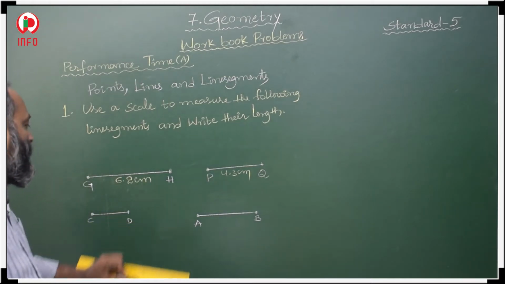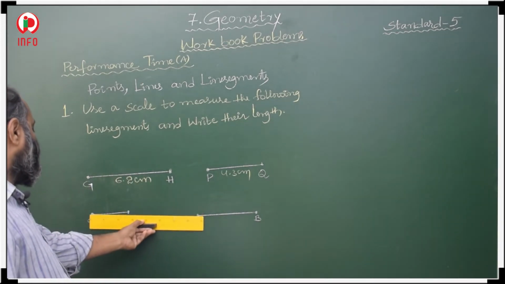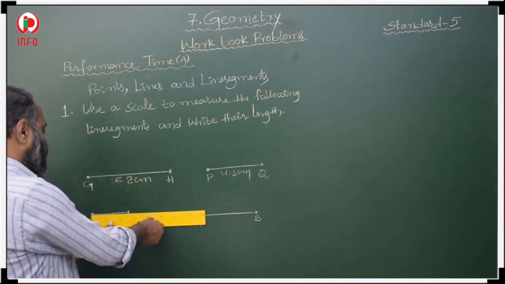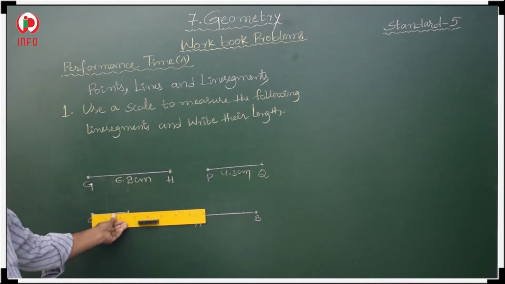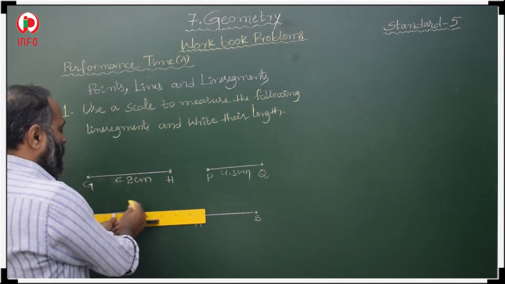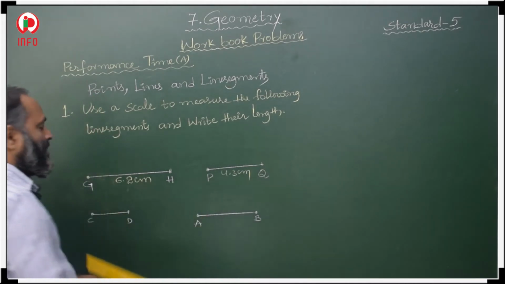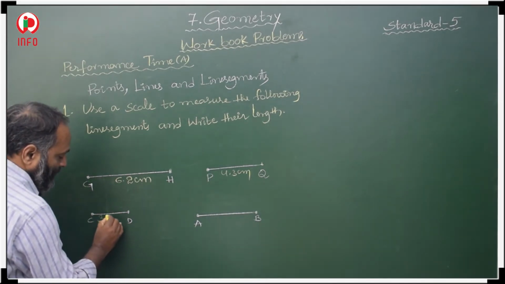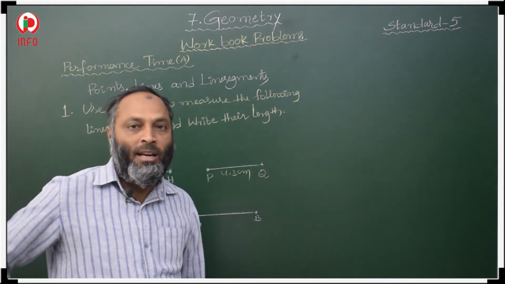Similarly, the CD line segment length. Again you have to take your scale and keep the initial point, that C point, to coincide with this 0, and keep your scale straight to this line segment. Then the second end point, where it coincides on your scale, you just have to see there. It coincides with 3.5, so the line segment length is 3.5 centimeters.